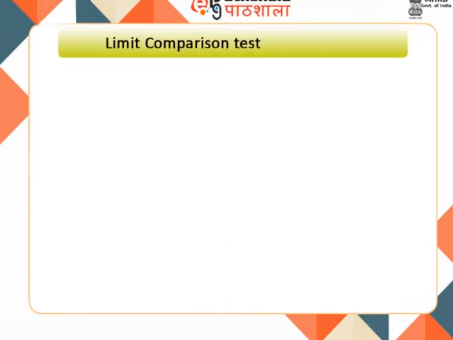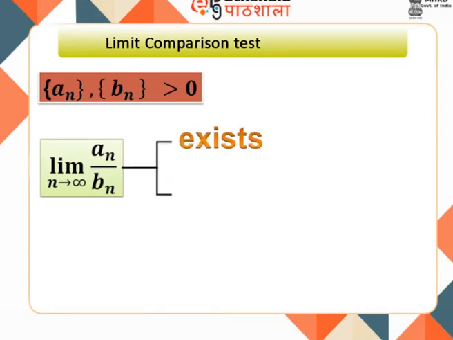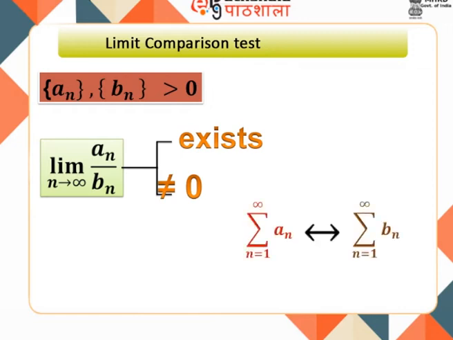Limit comparison test. If a_n, b_n are greater than 0 and the limit as n tends to infinity of a_n by b_n exists and is not 0, then summation of a_n where n goes from 1 to infinity converges if and only if summation of b_n where n goes from 1 to infinity converges.